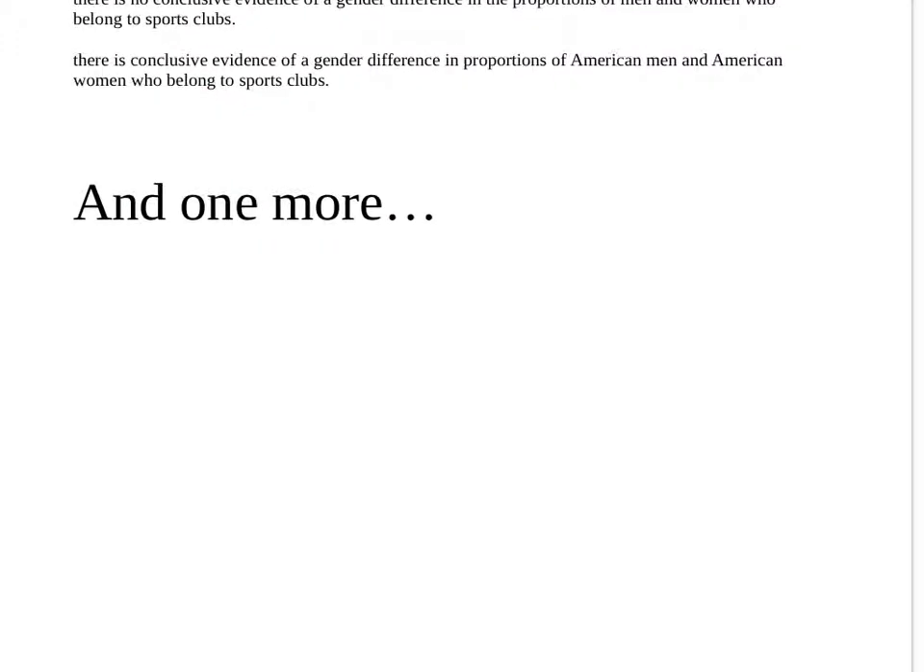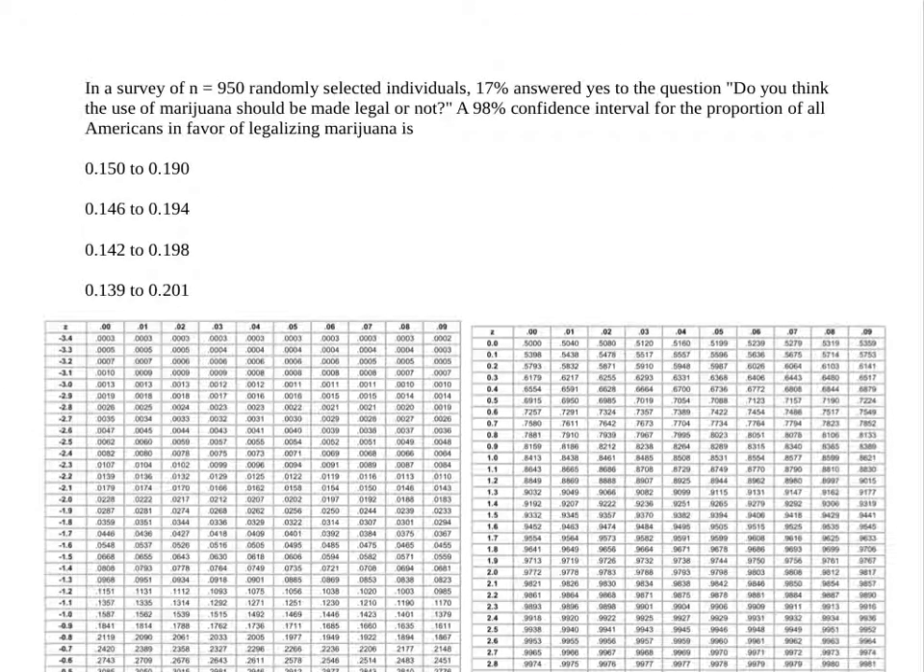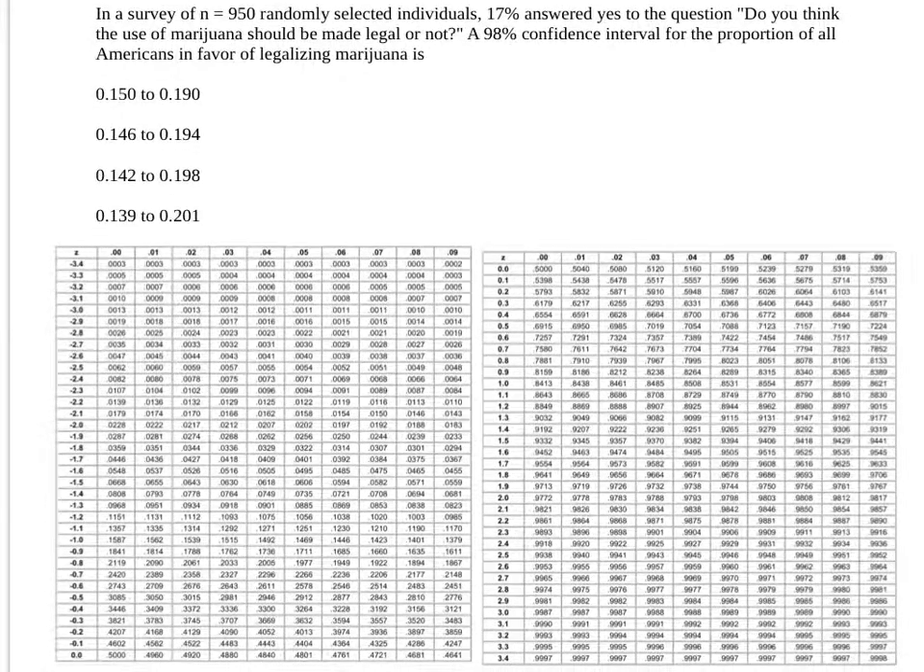Okay, one more. This one I have taking up a little bit more room by itself because I had to get these Z tables on here. This is going to be a confidence interval building sort of example. In a survey of 950 randomly selected individuals, 17% answered yes to the question, do you think the use of marijuana should be made legal or not? A 98% confidence interval for the proportion of all Americans in favor of legalizing marijuana is what? Now this is hard. You can't just simply guess because it's really hard to tell, right? You have to multiply things.